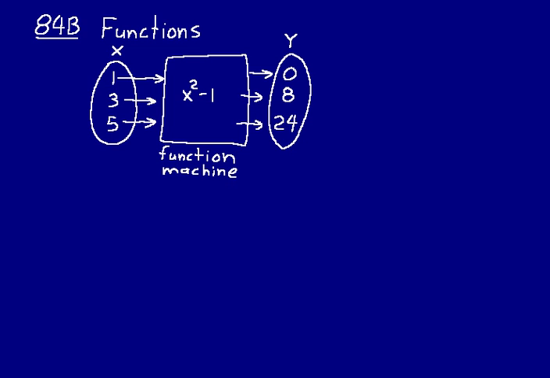Now notice something else in this machine. We put in a 1, the only thing we can get out is 0. We put in a 3, the only thing we can get out is 8. We can't get an 8 or a 0 or a 24. For every input, there's one and only one specific output. So like we have written here, this is something to remember about how a function works. In a function, each input maps, or is directed, to only one output.